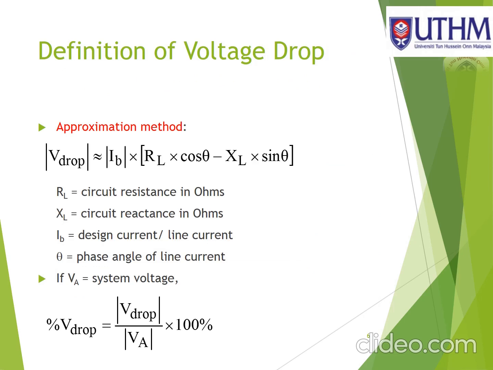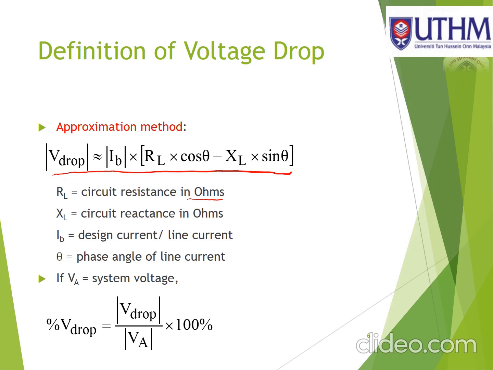Next we go to the definition of voltage drop. First we go to the approximation method. This is the formula for the approximation method, or standard formula, for voltage drop. So V drop is equal to IB times RL cos theta minus XL sin theta. RL is the resistance in ohms, XL is the reactance in ohms, IB is the design current or line current, and theta is the phase angle of the line current.